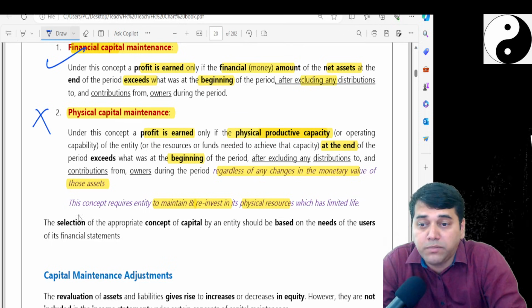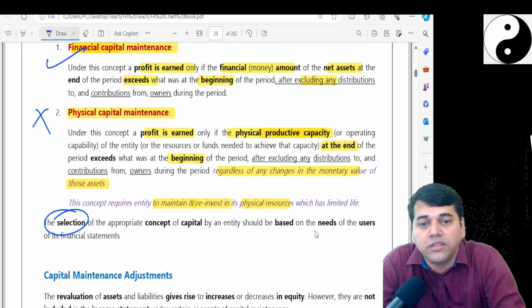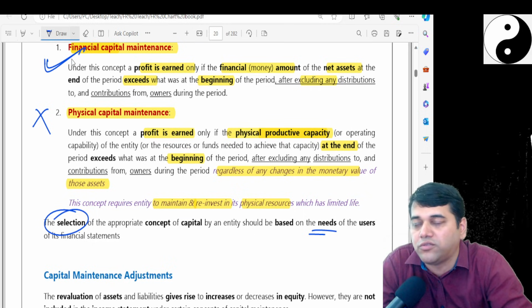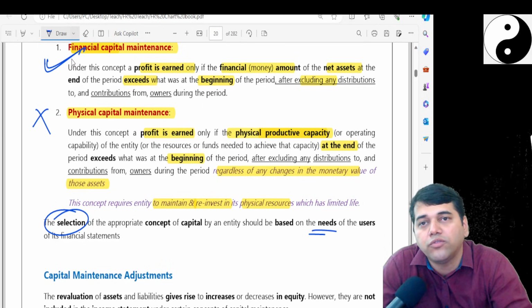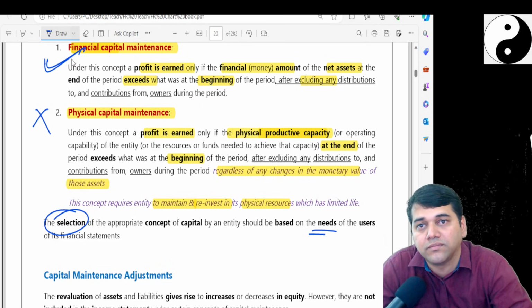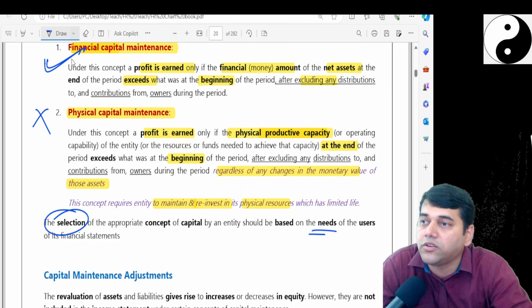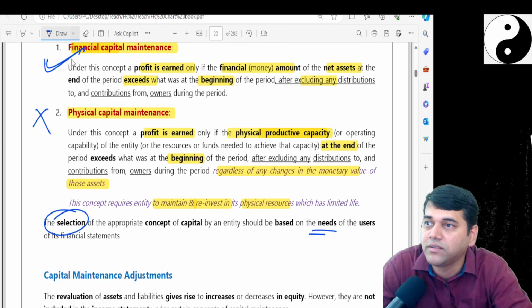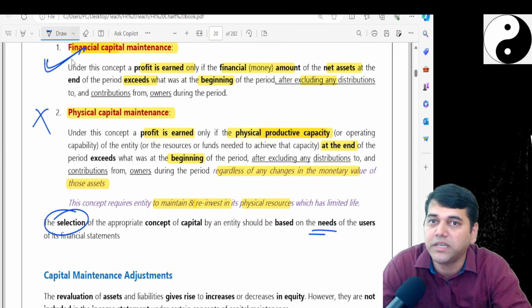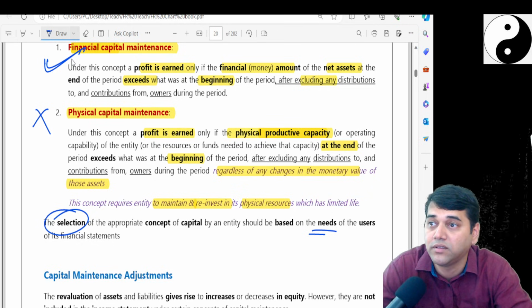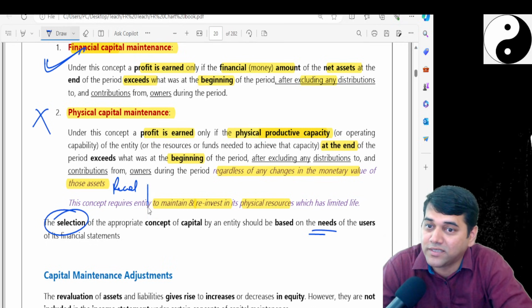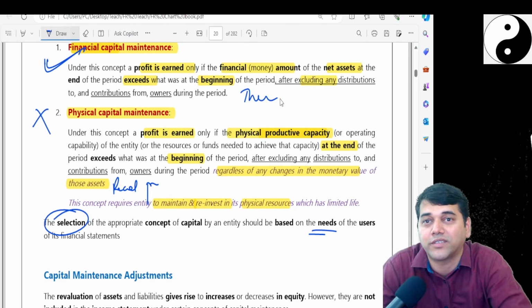Again, which method is to be selected depends upon the needs of the users. What will users need? Users will always look for this. They don't look for your capacity. Yes, it's very important. That's why management has to consider both concepts. This is a real profit. This is a theoretical profit.